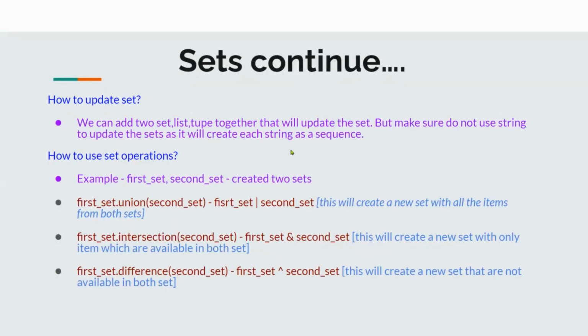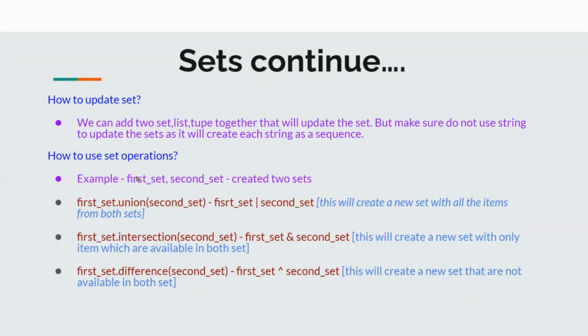Now, how to update a set. I mean you can add two sets together, or you can put lists or tuples together, and it will update and create a new set. But make sure you never use a string, because if you use a string, it will consider each letter as a sequence. We'll show you an example in code of how to update the set.